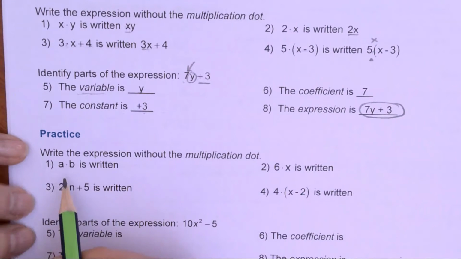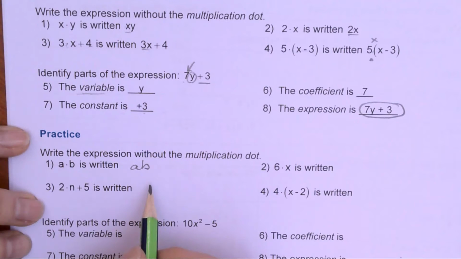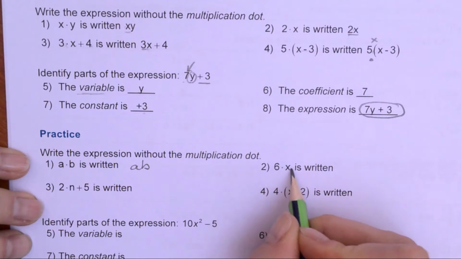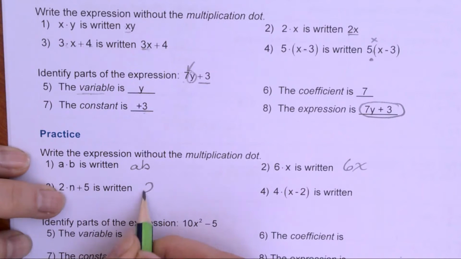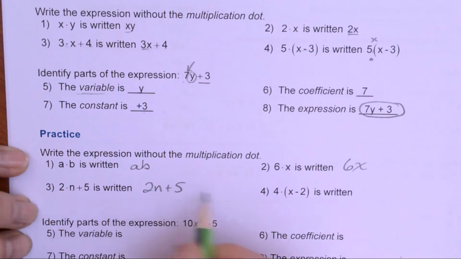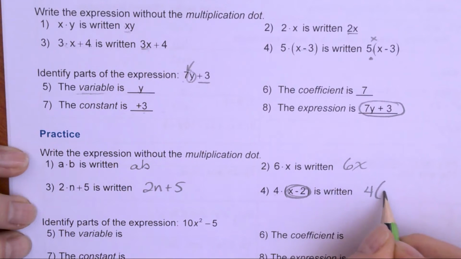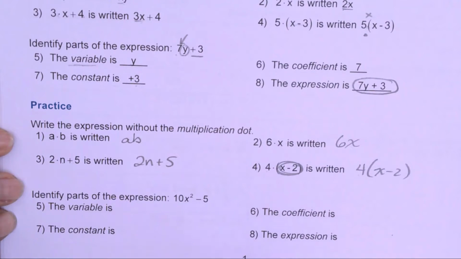Okay. So how do I write A times B? AB. Maybe pause the video so you can do this and then check it after. So 6 times x, 6x. 2 times n plus 5, 2n plus 5. 4 times all of this, you just write it with a bracket. That means 4 times all of this.